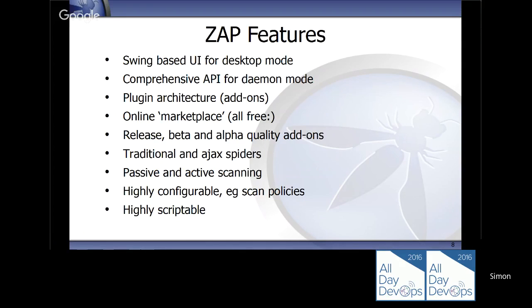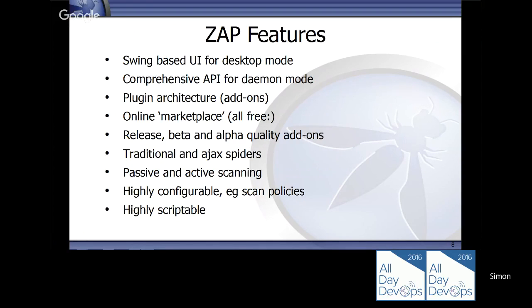We have both traditional and AJAX spiders. So the traditional spider is a crawler and really effective for navigating web applications very quickly, but it doesn't handle applications that make heavy use of JavaScript. So if you have an AJAX application, we have an AJAX spider, which is much more effective because that launches a browser, which then goes and clicks through all the elements. That's much better with JavaScript, but it's slower than the traditional spider.